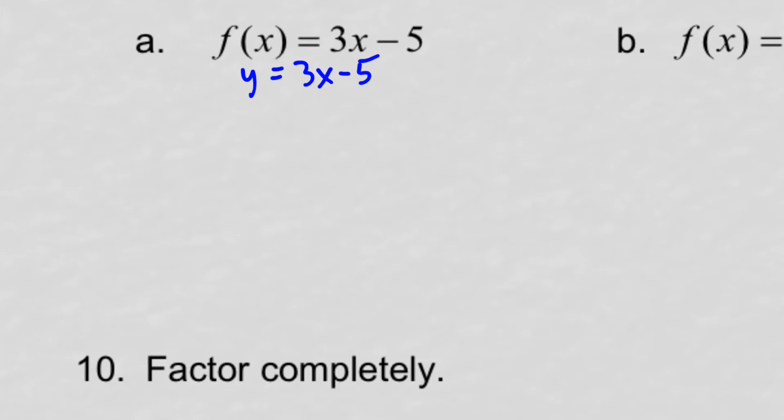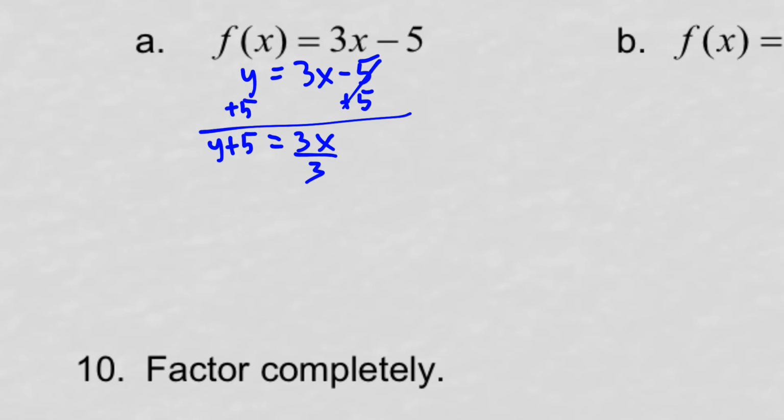Next, what I'm going to do is try to isolate the x. I want the x to be all by itself, so I'm going to kick out the 5 first. Add 5. That cancels, so I get y plus 5 on the left equals 3x on the right. I'm going to divide by 3. I'm going to divide that side by 3. You know what? I'm going to switch the x to the left side. So on the right side, I have y plus 5 over 3.